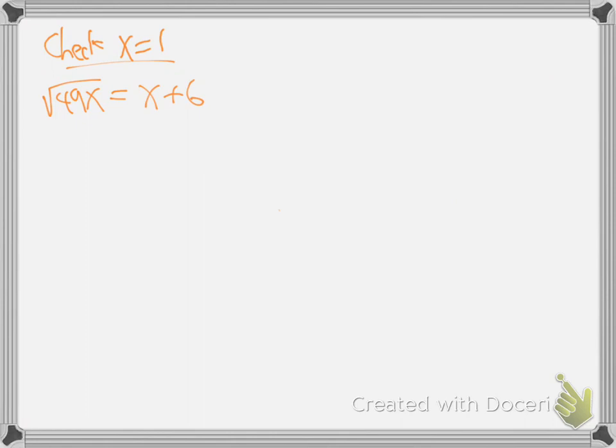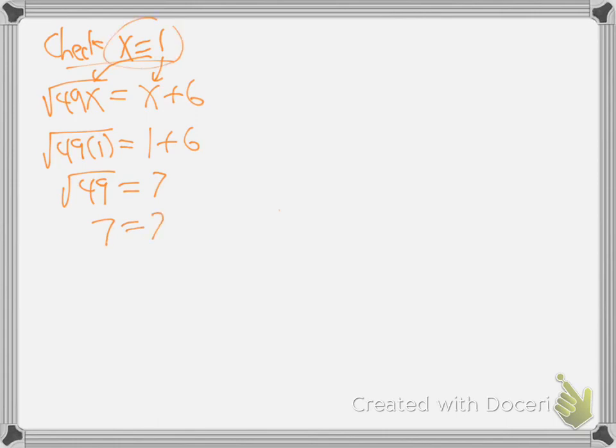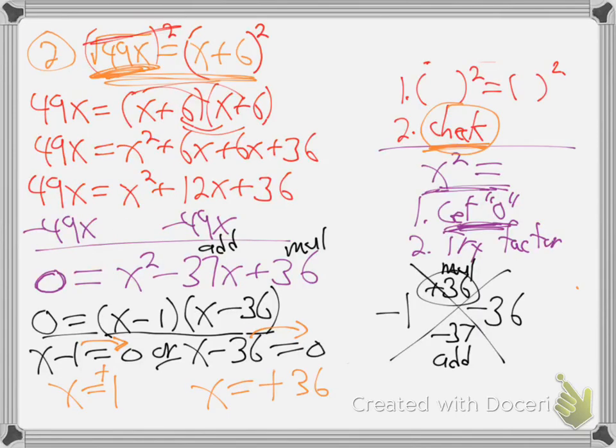Plug in 1 right there, plug in 1 right there. That's the square root of 49 times 1 is 1 plus 6. The square root of 49 is 7. 7 equals 7. Yeah, that worked. Okay, let's check the other one now. The other one is 36. Let's check that one.